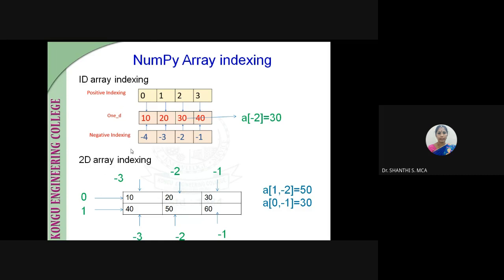If it is a 2-dimensional array, a[1], always array starts with 0, so a[1] refers to the second row. In the second row, the element at index -2 refers to 50. a[0] means the first row, and the element at index -1 refers to 30. If you say simply a[0], it refers to the 0th row, and it will return the entire row itself.